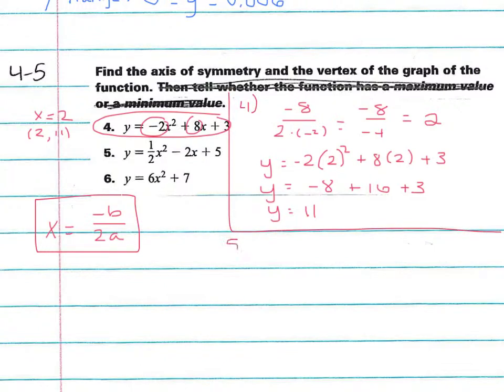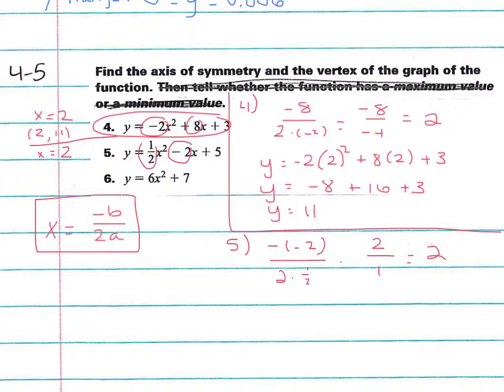Let's now do the work for 5. So it's negative b over 2a. Negative 2 is b, so we take the negative of negative 2. And the a is 1/2, so over 2 times 1/2. So the negative of negative 2 is a positive 2, and 2 times 1/2 is 1. That simplifies to 2. For number 5, x equals 2. That's your axis of symmetry.